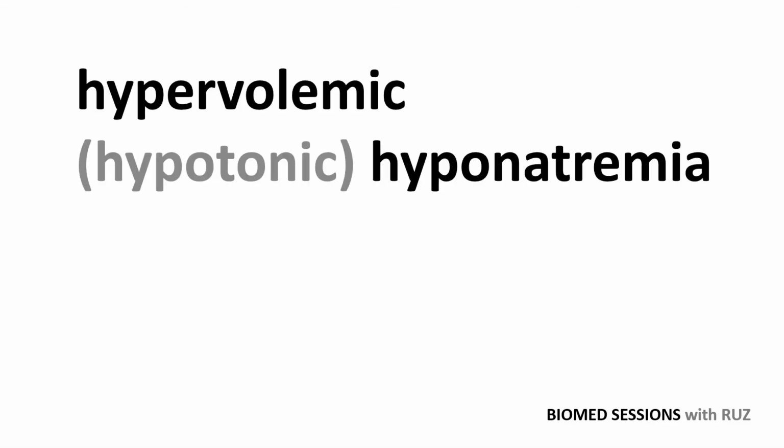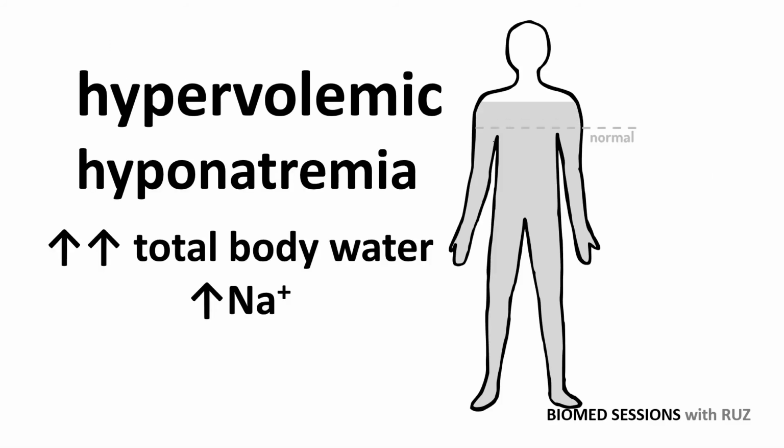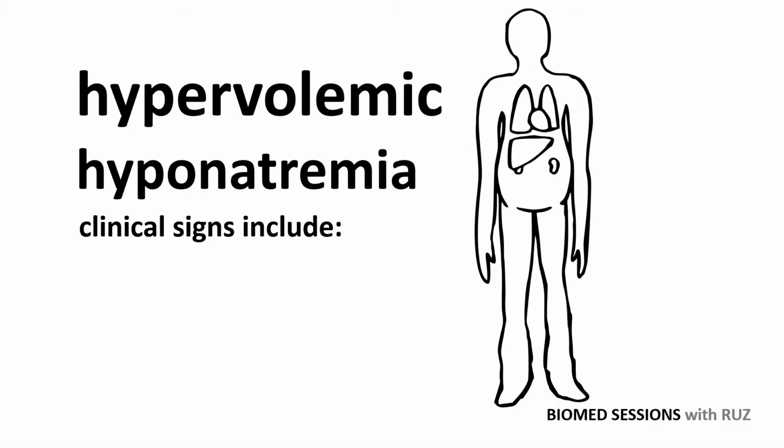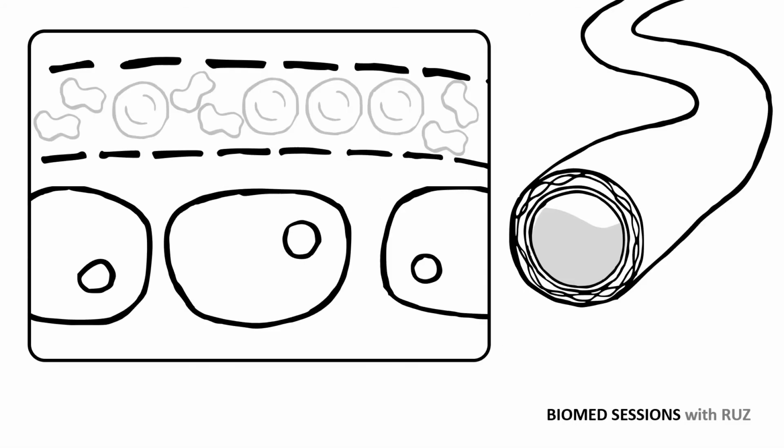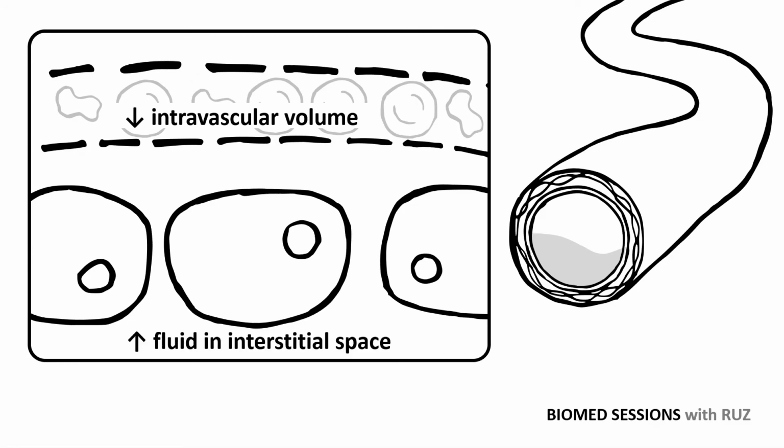In hypervolemic, i.e. high volume hyponatremia, both body sodium and water increase, but the proportion of water increases more. Clinical signs of fluid overload include edema, ascites, raised JVP, and crackles at the lung bases. It might seem counterintuitive, but despite the overall increase in body fluid, the intravascular volume is reduced, just like in hypovolemic hyponatremia. Basically, there is a lot of fluid on board, just not enough in the blood vessels.